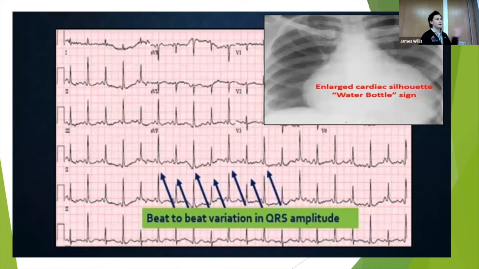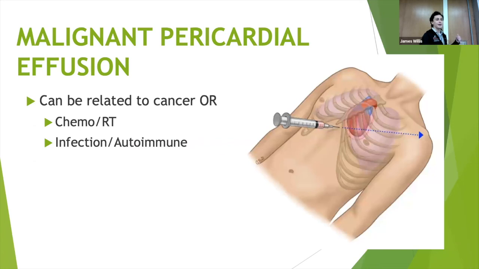So you'll see the variation in the QRS amplitude, pretty pathognomonic. And also, if you were to get a chest X-ray, see the water bottle sign and enlarged cardiac silhouette. Malignant effusion can be related to the actual cancer itself, or the chemotherapy, radiation therapy, and then obviously there's infectious and autoimmune reasons as well. And then you would drain with pericardiocentesis if their vitals are unstable, and you can get the drainage catheter or pericardial window to prevent any reaccumulation, and of course treat the underlying cancer.